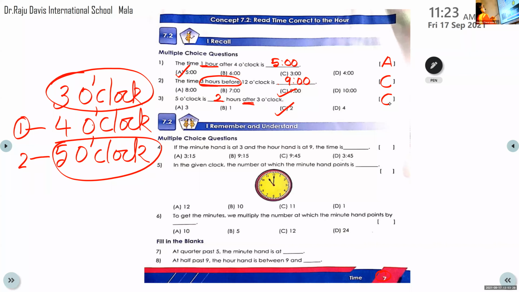So if it is before, you have to move backward. If it is after, you have to move forward numbers.